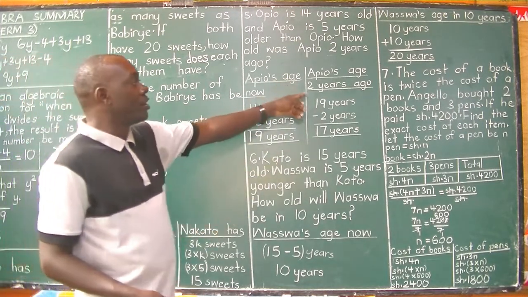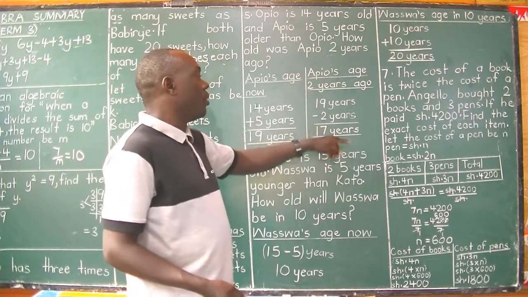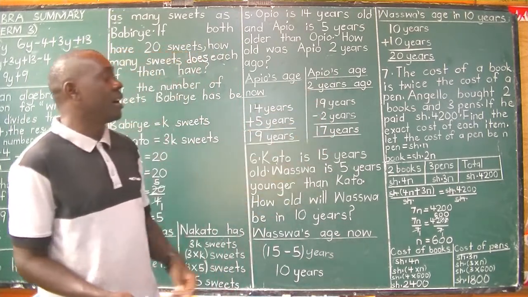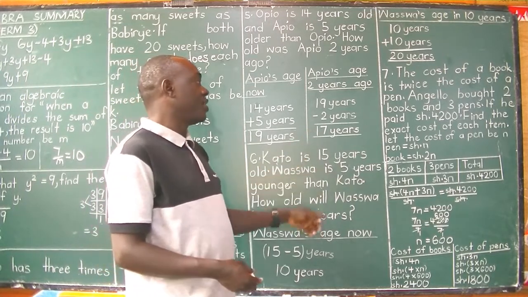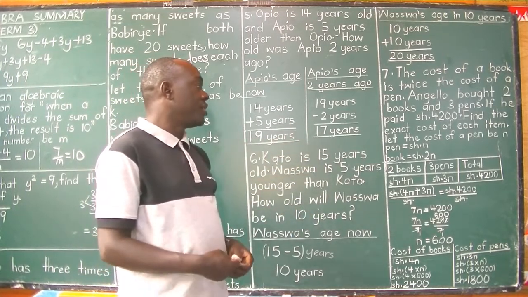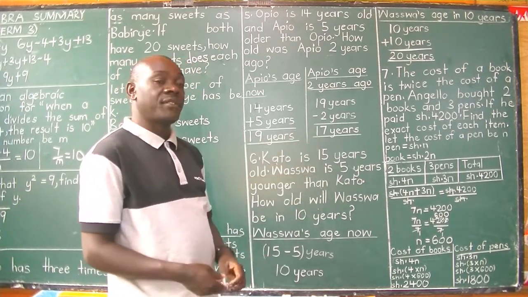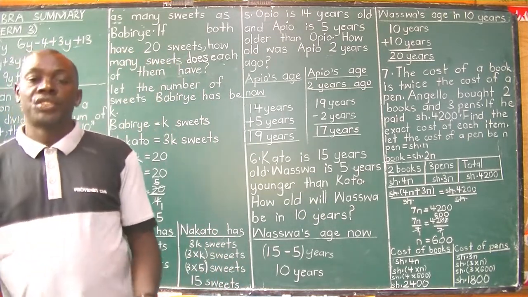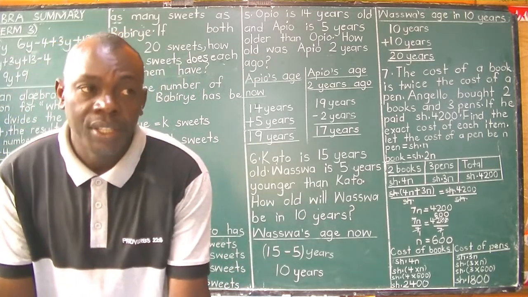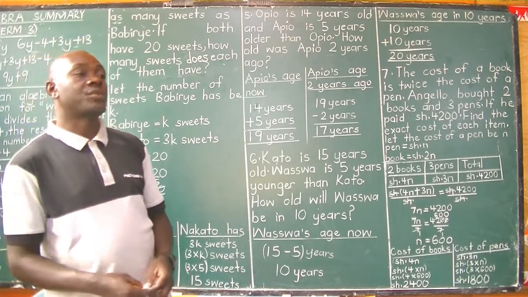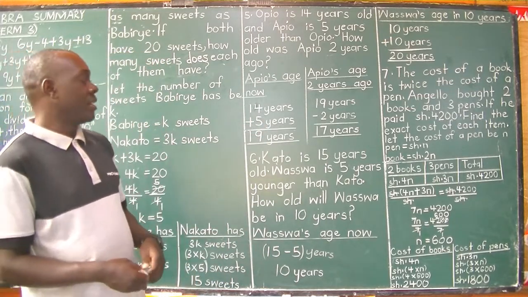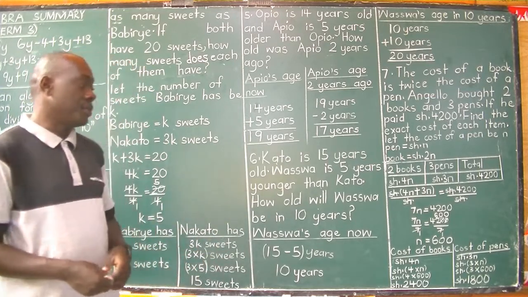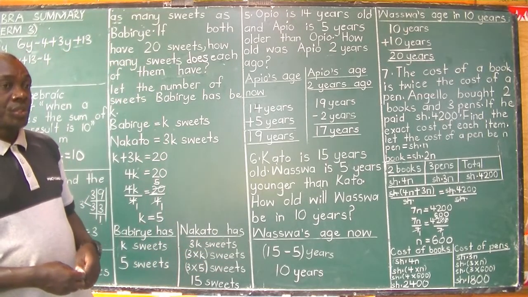So you say Apio's age 2 years ago, you get it? Her age right now take away 2 years and get 17 years. Now that Apio is 19 years, Apio was 17 years old 2 years ago. In that way, you have answered that question and it trains you to comprehend, thereby applying what you have understood.